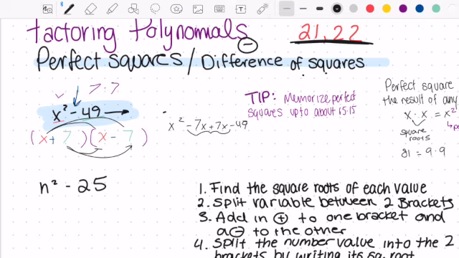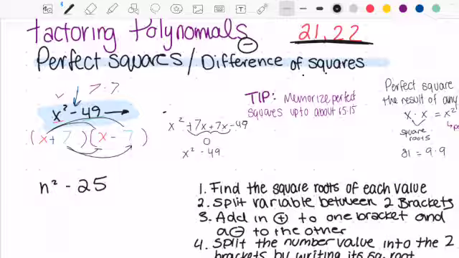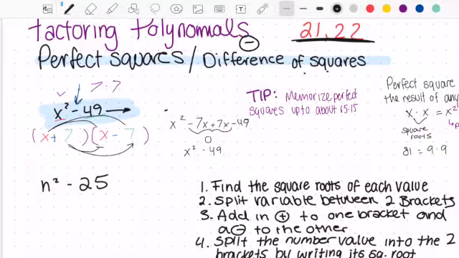Now, we know that we would combine like terms, and negative 7x plus 7x is going to be 0. So I am left with x squared minus 49. If this was a positive value, so we had x plus 7 and x plus 7, you would have gotten something that looks like this, and instead of having x squared minus 49, you would have an x squared plus 14x plus 49. And so that's the difference there that we need to be aware of.